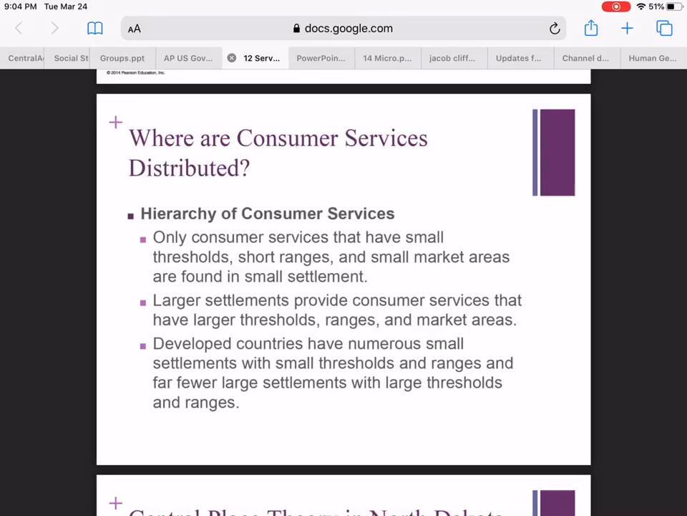Today's lesson will be very, very short. Just want to cover the next couple concepts in this chapter that stem from central place theory that we talked about yesterday, those being rank-sized rule and the gravity model.